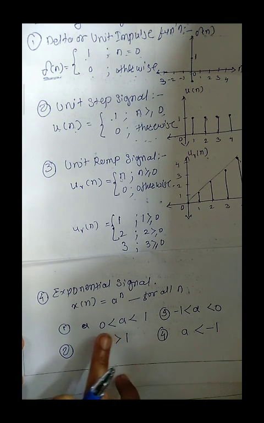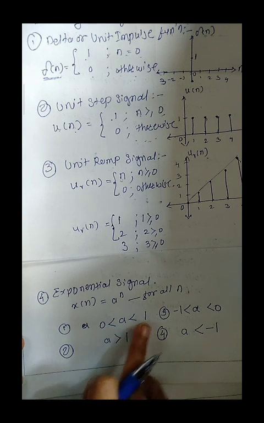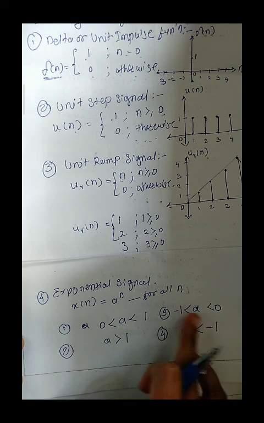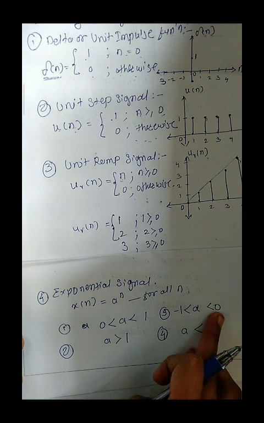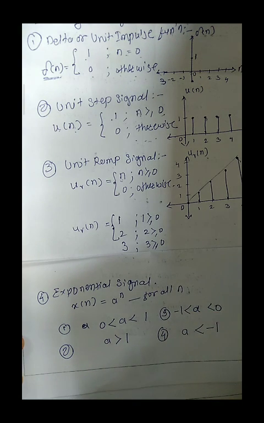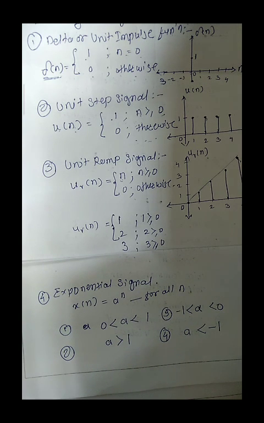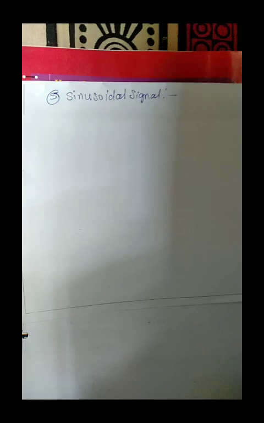The first is a is between 0 and 1. The second is a is greater than 1. Third is a is between -1 and 0. And fourth is a is less than -1. That means the value of a determines the behavior of the signal.